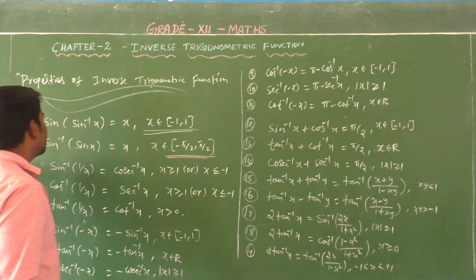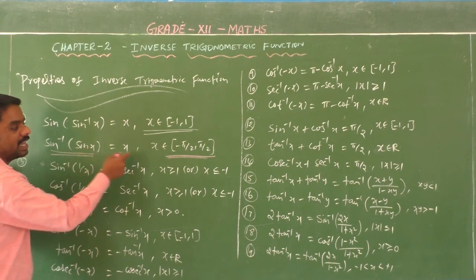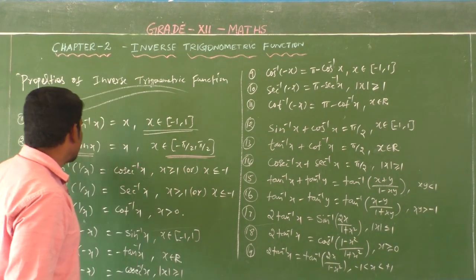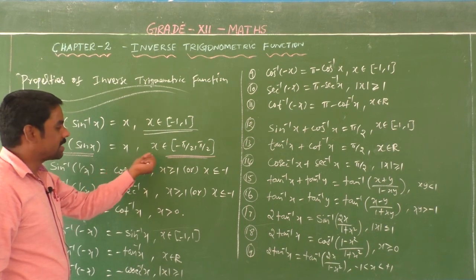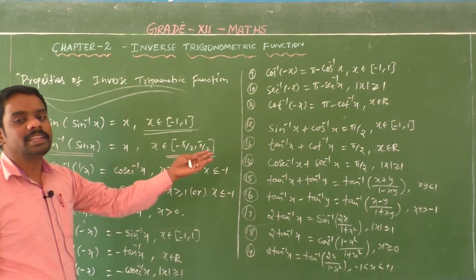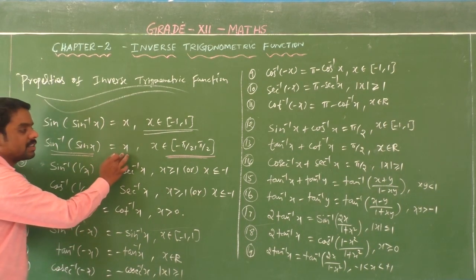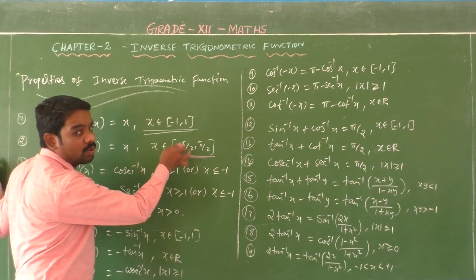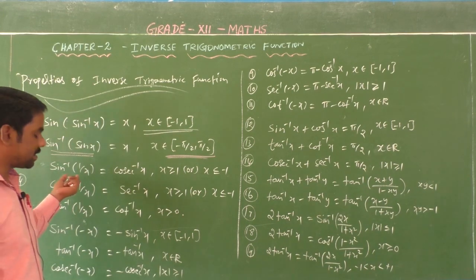So this function is the sine inverse x function, the sine inverse theta form. The range of the sine inverse theta function is the closed interval of minus pi by 2 comma plus pi by 2. Therefore, sine inverse of sine x equals x, where x belongs to minus pi by 2 comma plus pi by 2. Okay, right. So this value belongs to this interval only, the closed interval minus pi by 2 comma plus pi by 2 only.